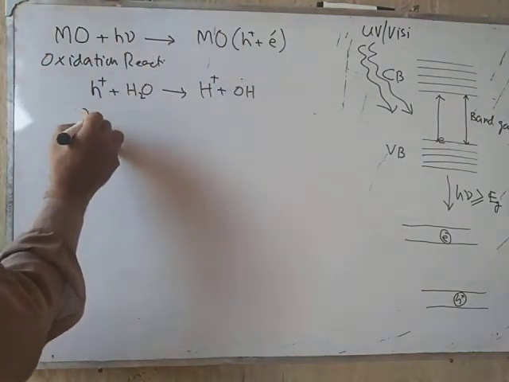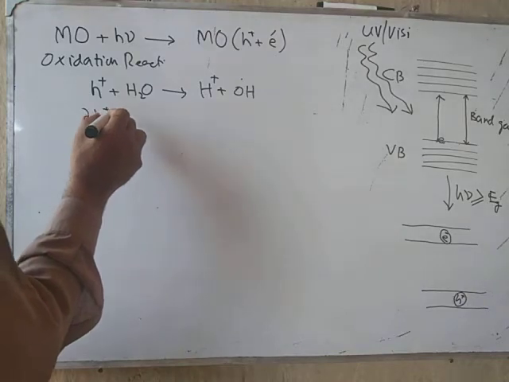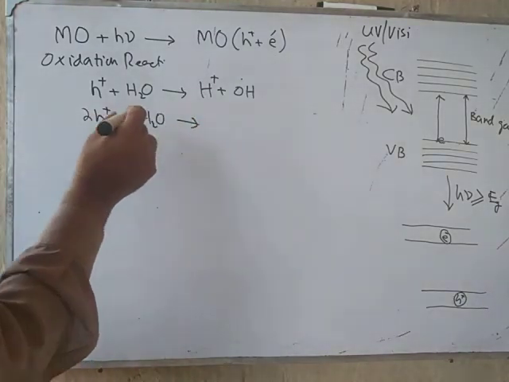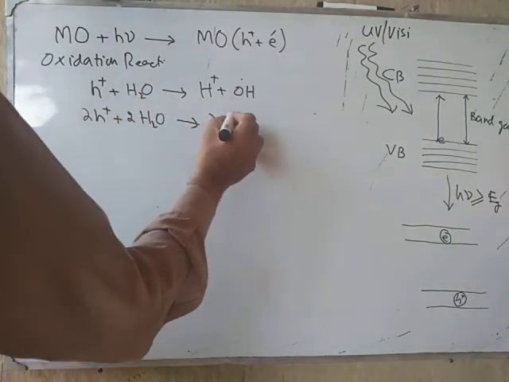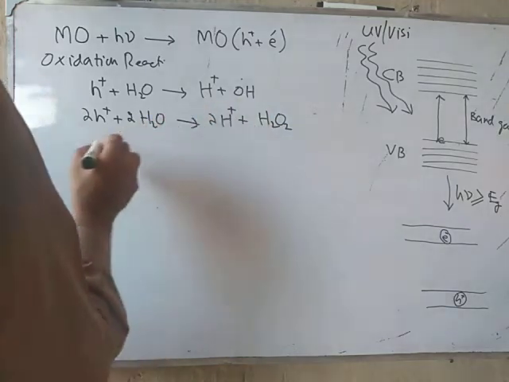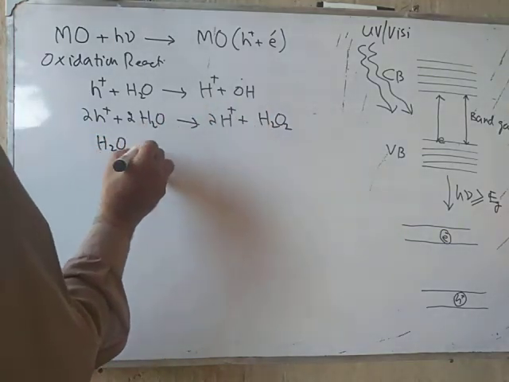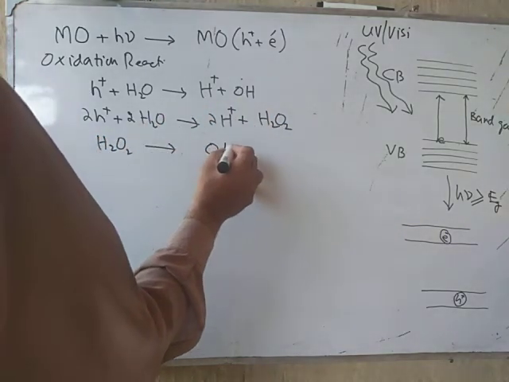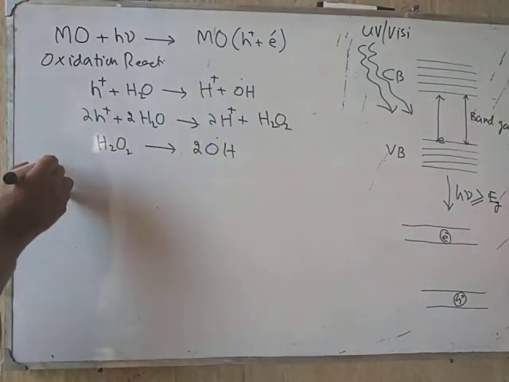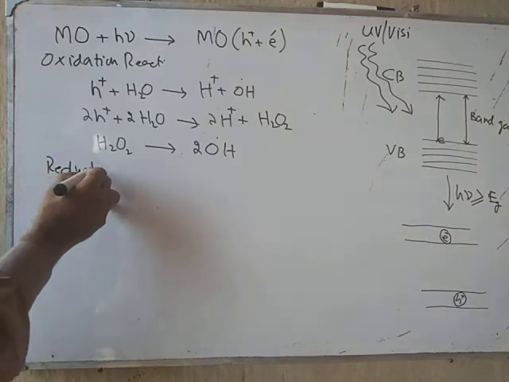देन इस तरह एक मैकेनिज्म ये भी है कि 2OH with 2H2O it produces 2 hydrogen ions and H2O2, hydrogen peroxide, and then H2O2 it further reacts and produces OH radicals. This is oxidation reactions. और दूसरा है reduction reactions.